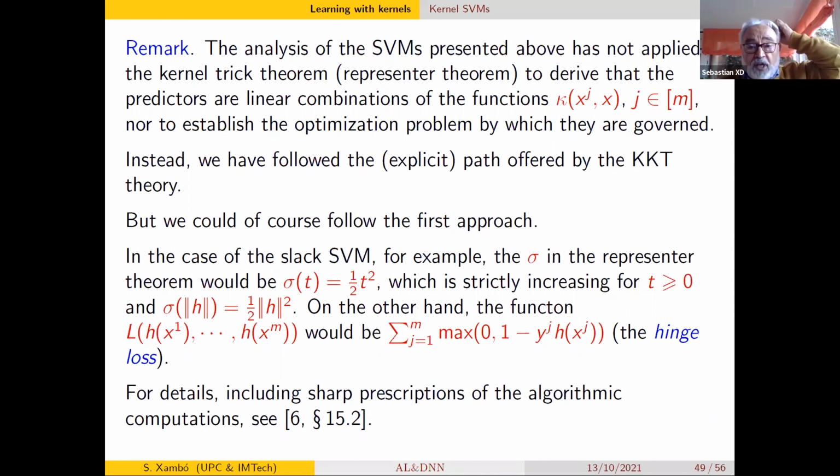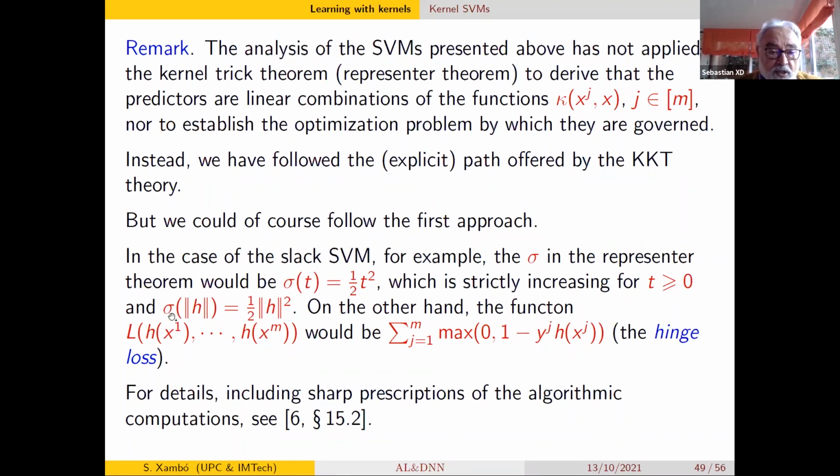Instead, we have followed the explicit path offered by the Karush-Kuhn-Tucker theory. But we could, of course, follow the first approach. In the case of the soft support vector machine, for example, the sigma in the representer theorem would be sigma of t equals 1/2 t squared, which is strictly increasing for t greater or equal than 0.